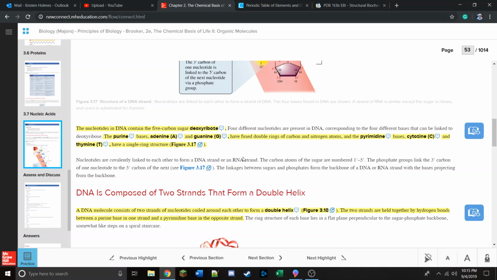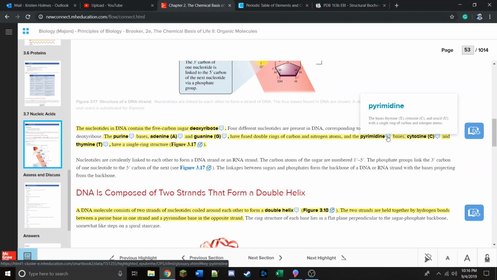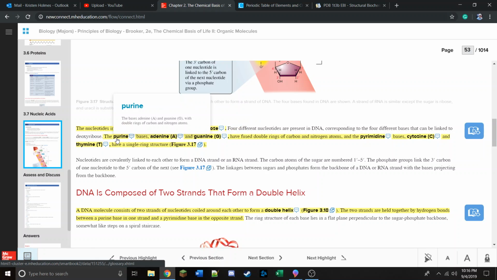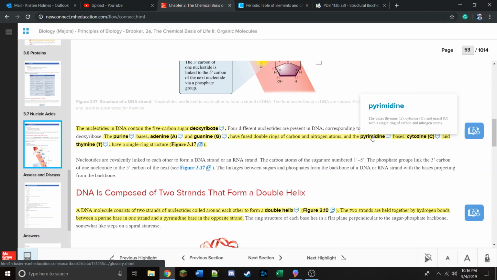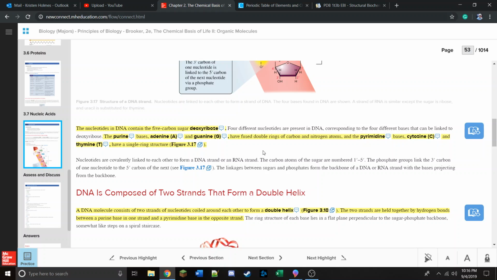DNA uses deoxyribose as its pentose sugar. That's how it gets its name. Now the thing about deoxyribose is it has 4 different nucleotides that can link to deoxyribose. Those are then divided into two different categories. The purine bases and the pyrimidine bases, which are then divided into adenine and guanine for purine, and cytosine and thymine for pyrimidine. So that's complicated. So A and G for purine, C and T for pyrimidine.